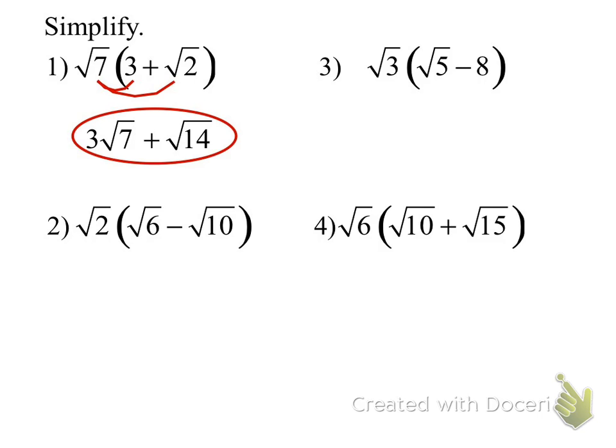Next one. Radical 2 times radical 6 is radical 12. And radical 2 times radical 10 is radical 20. Good. So can either of those be broken down? Neve, how do I break them down? Okay, both can be broken down. 12 can be broken down to radical 4 times radical 3. Okay. And Flora, what am I breaking 20 down by?